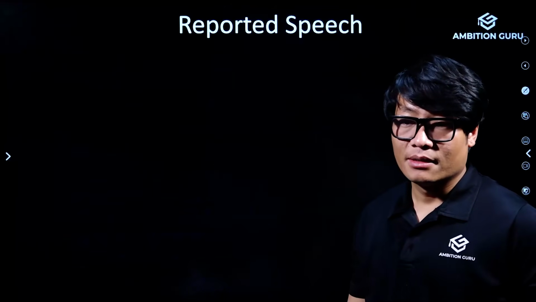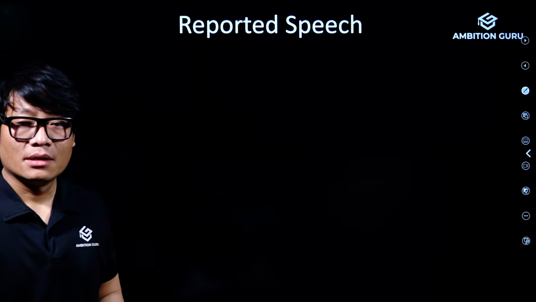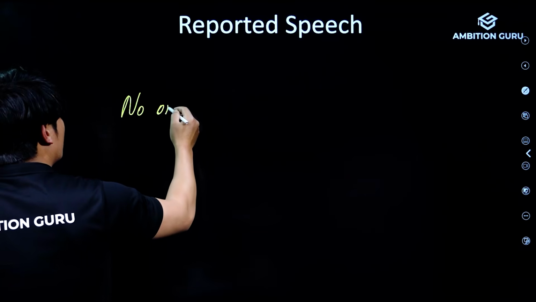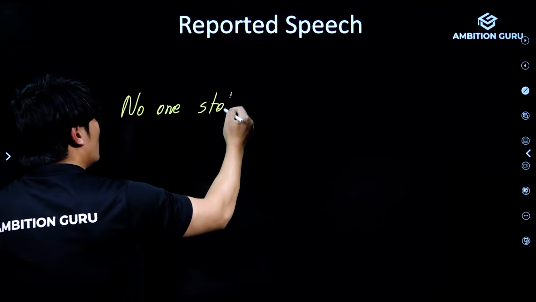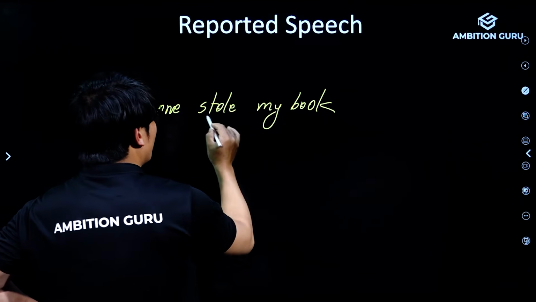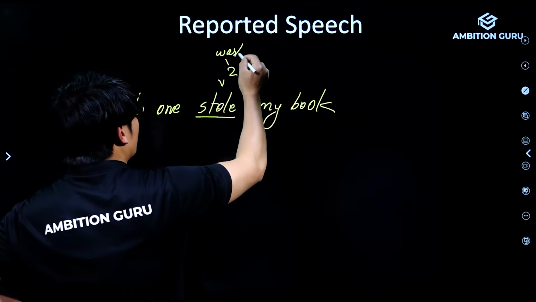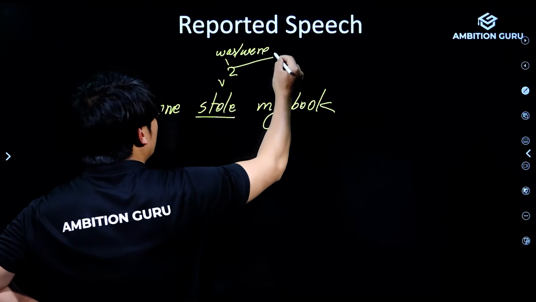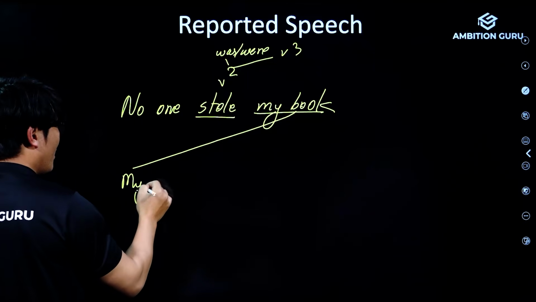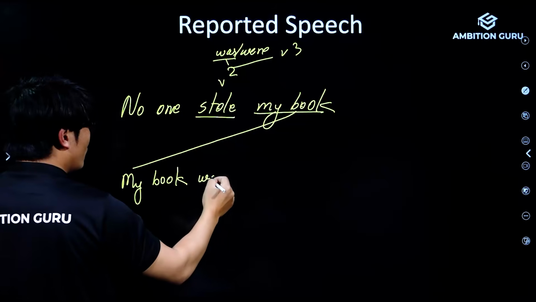Okay, no doubt. Last question: no one stole my book. Let me write here: no one stole my book. Stole is verb 2. That means here should be was or were, and here should be verb 3. My book is the object, so we write here my book, and book is singular, so it should be was.